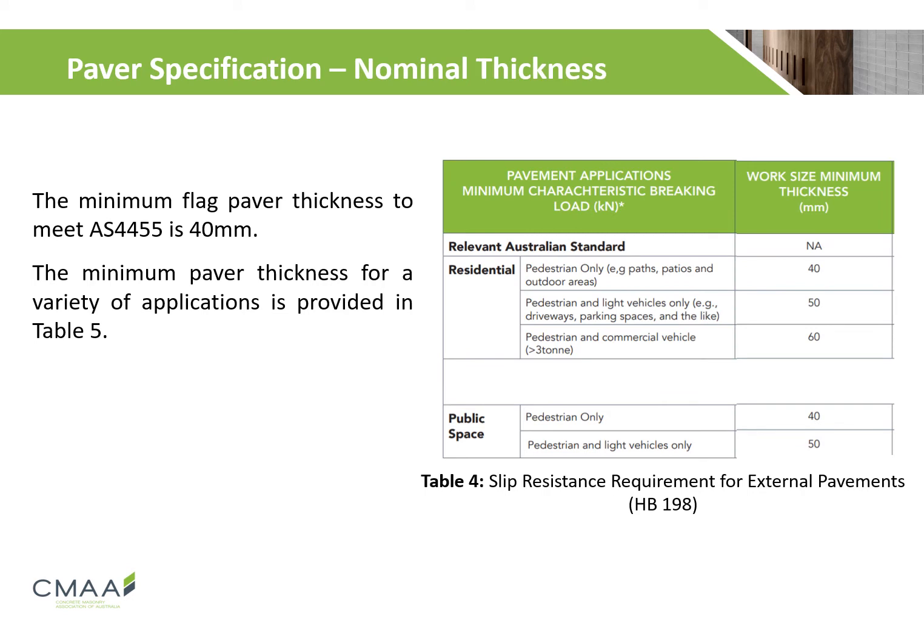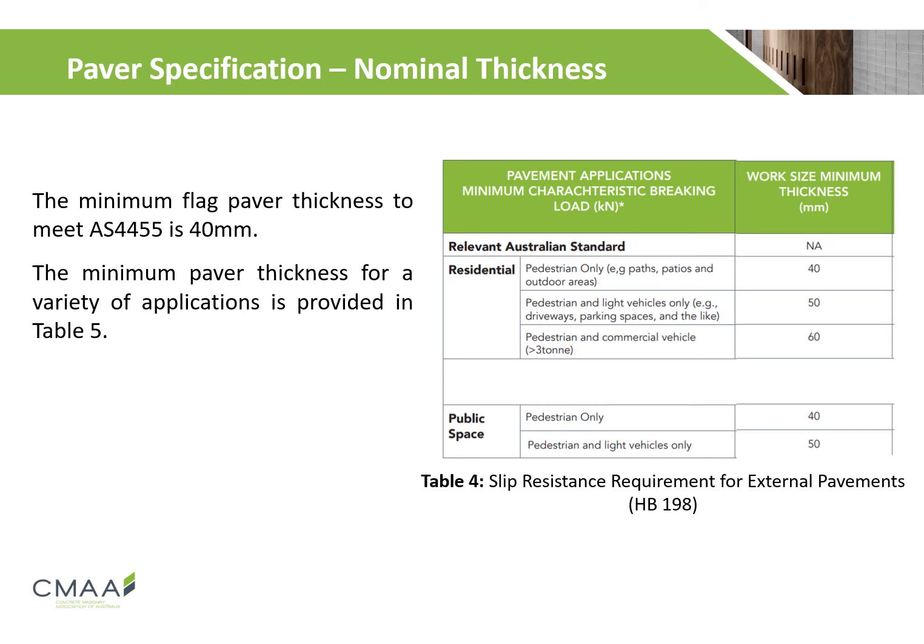The minimum flag paver thickness, as specified by Australian New Zealand Standard 4455.2, is 40 mm. Flag pavers, which are thinner than 40 mm, cannot be used in accordance with this standard or the other testing standards mentioned previously.